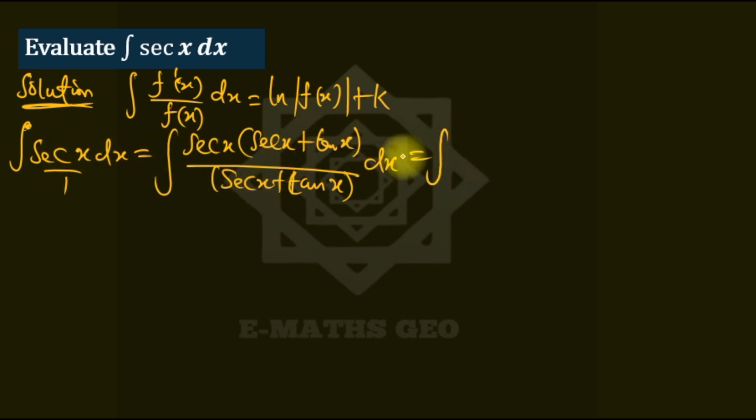So let's expand the numerator. So what do you have? We have sec x tan x plus sec squared x. We know addition is commutative, so I started with sec x times tan x, then sec x times sec x is sec squared x.